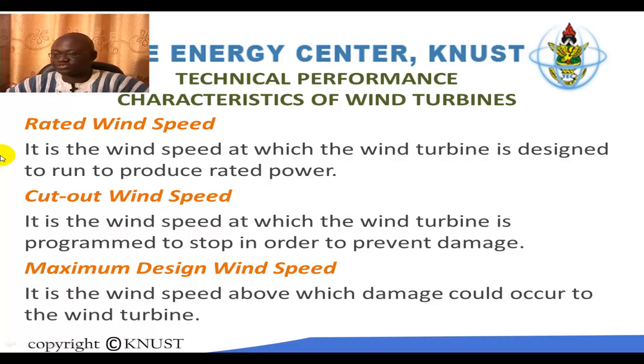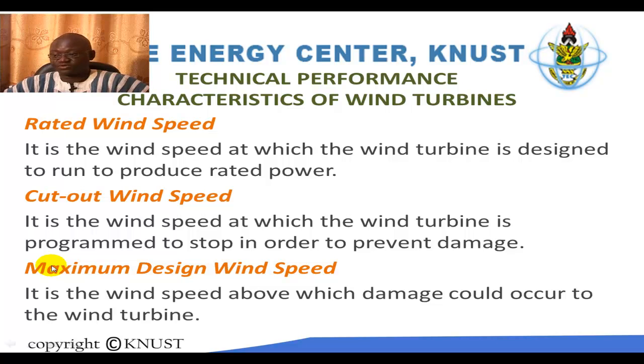So we have the cutout wind speed, which is the wind speed at which the wind turbine is programmed to stop in order to prevent damage. The damage could be to the electronic components within the wind turbine, damage to the shaft or something. All these are programmed and built into the wind turbine control system. So when the wind speed gets to the cutout wind speed, certain functions are activated to bring the wind turbine to a halt, so they reduce the speed of the wind turbine in order not to cause damage. There have been quite a number of accidents.